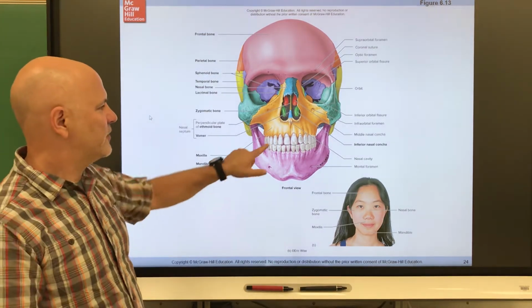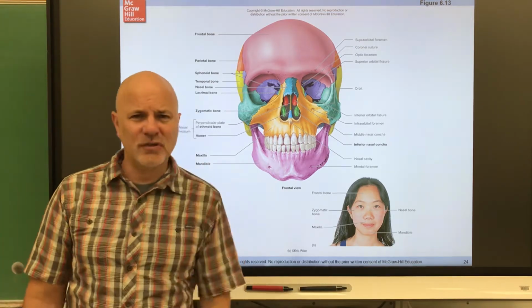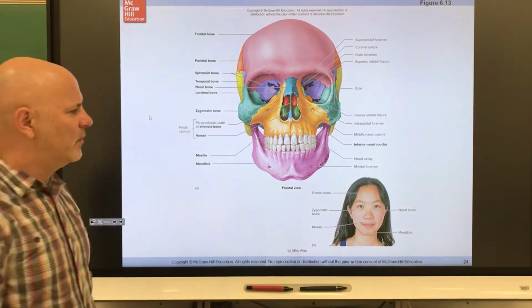Another type of fibrous joint is our teeth in either our maxilla or our mandible. So there's a slight amount of movement there. No attempt at trying to have movement though.